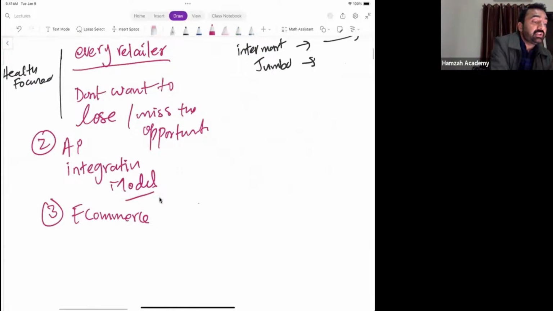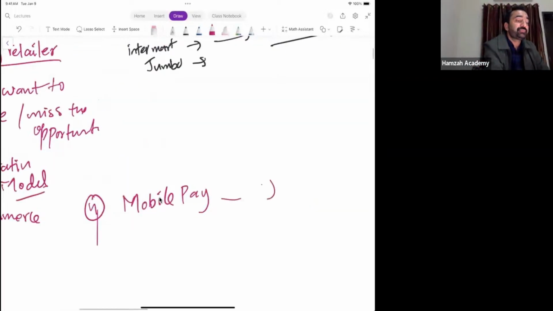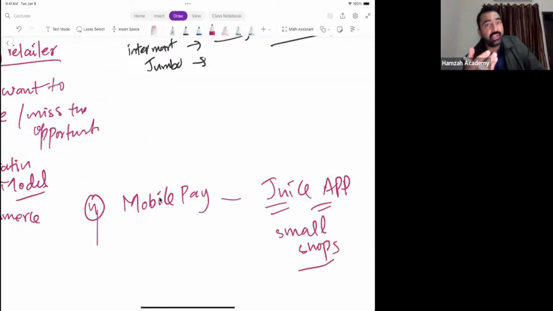Number four, an example I can share with you is easy mobile pay. Increasingly companies are following this. For example, in Mauritius, we can give the example of the MCB Juice app. Have you seen the small retailers, small shops in the different streets? You might have seen they have an advertisement or a sign of the Juice app, that yes, we accept the Juice app or mobile pay and all that.